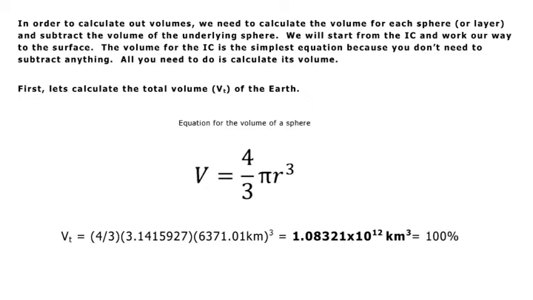In order to calculate volume, we need to calculate the volume for each sphere or layer and subtract the volume of the underlying sphere. What I mean by that is, for the outer core, I have to calculate the volume from the top of the outer core down to the center of the Earth. For the D layer, from the top of the D layer down to the center of the Earth, and then I subtract the underlying sphere from that in order to get the volume of the unit that I want.